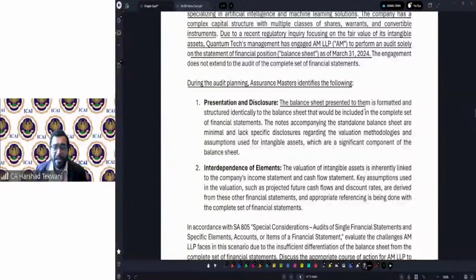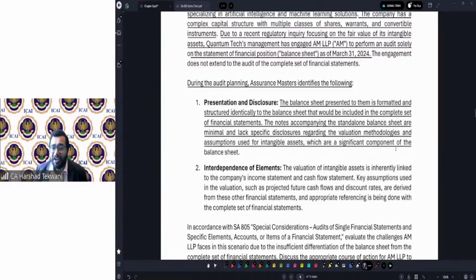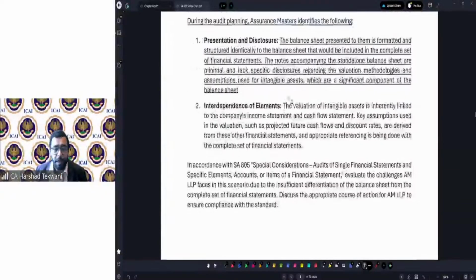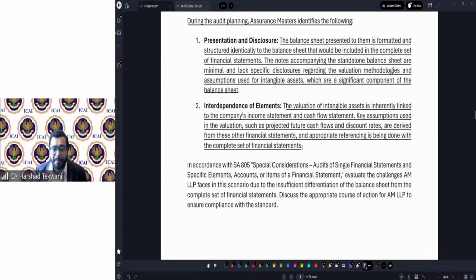Okay, understood? During the planning, Assurance Master or AAM-LLP discovered the following. The balance sheet presented to them is formatted and structured identically to the balance sheet that would be included in the complete set of the financial statements. The notes accompanying the standalone balance sheet are minimal and lack specific disclosures regarding the valuation methodologies and assumptions used for intangibles, which are a significant component of the balance sheet. Valuation of intangible asset is inherently linked to the company's income statement and cash flow statement. These key assumptions used in the valuations, such as projected cash flows and discount rates, are derived from these other financial statements, and appropriate referencing is being done with the complete set of financial statements.